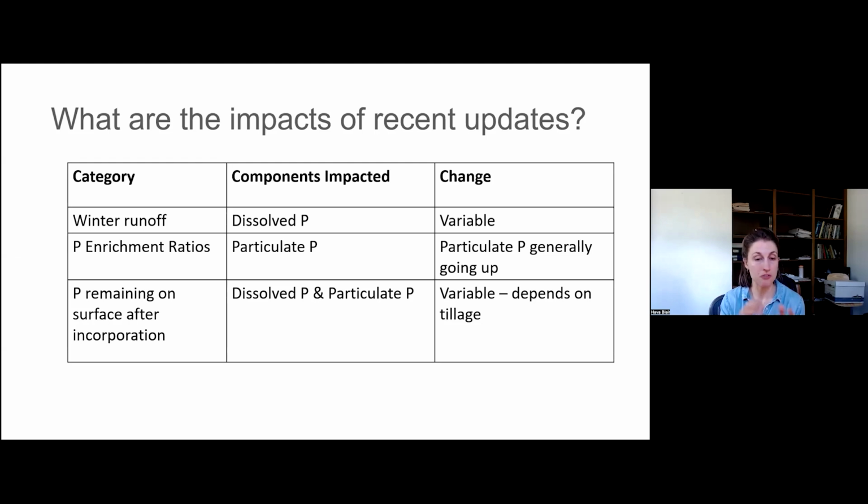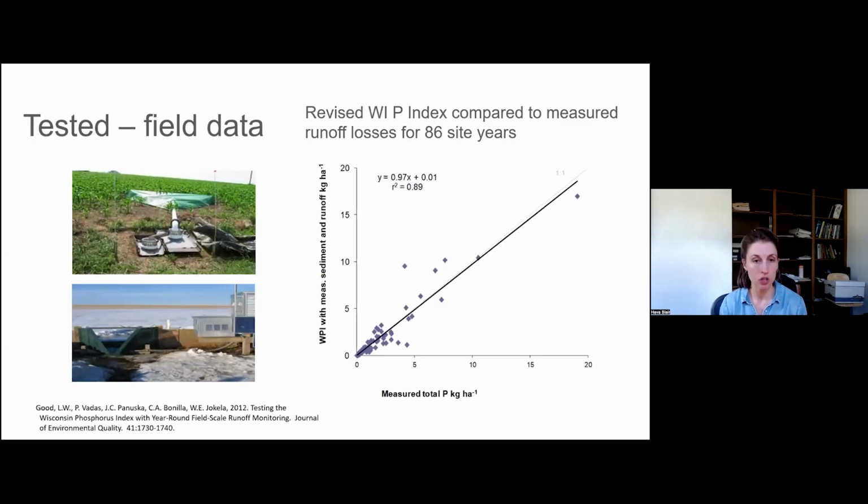With the phosphorus enrichment ratios that we updated, that is generally going to have particulate phosphorus estimates going up because of the silt fraction that is getting a different enrichment. And then finally, that table I showed of different tillage and the fraction of phosphorus that stays on the surface from tillage will also depend on what specific tillage system people are using. But luckily, in our updated version, we're able to be more specific about those different operations and what that impact is.